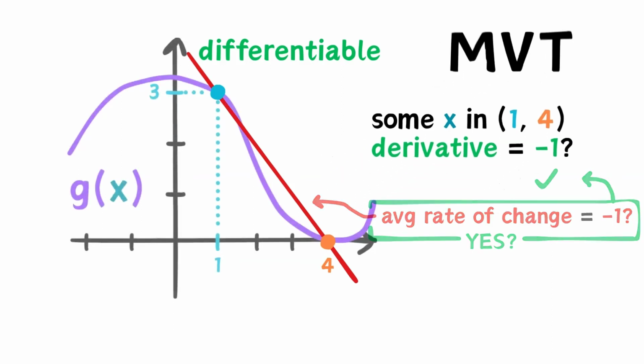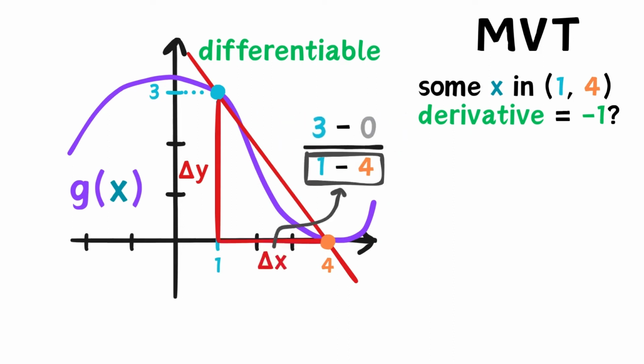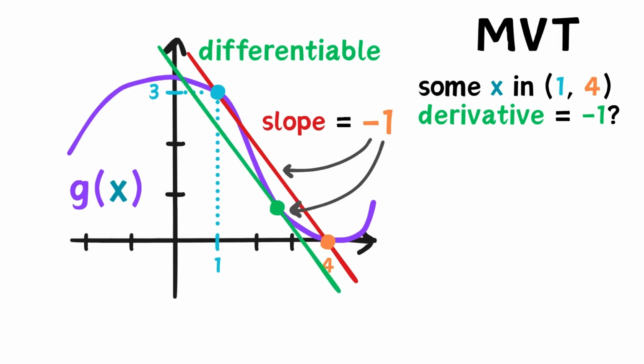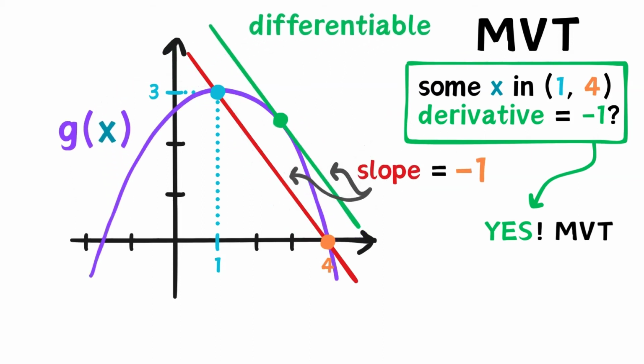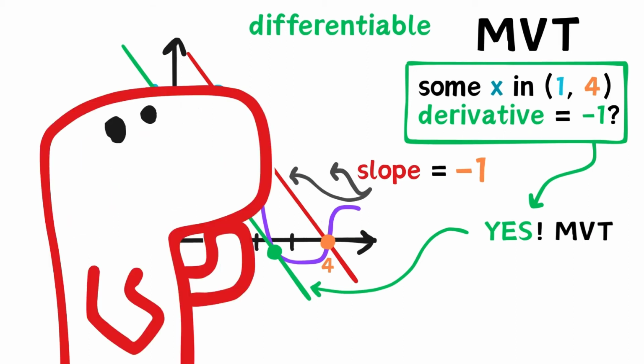So what is the average rate of change? The change in y over the interval from 1 to 4 is 3 minus 0, and the change in x is 1 minus 4. So the average rate of change is 3 over negative 3, or negative 1. That means, according to the mean value theorem, we know that at least somewhere on this graph, there has to be at least one derivative that equals negative 1. No matter how we draw g of x, at least one point has an instantaneous rate of change of negative 1. Now, what would happen if a function was not differentiable?